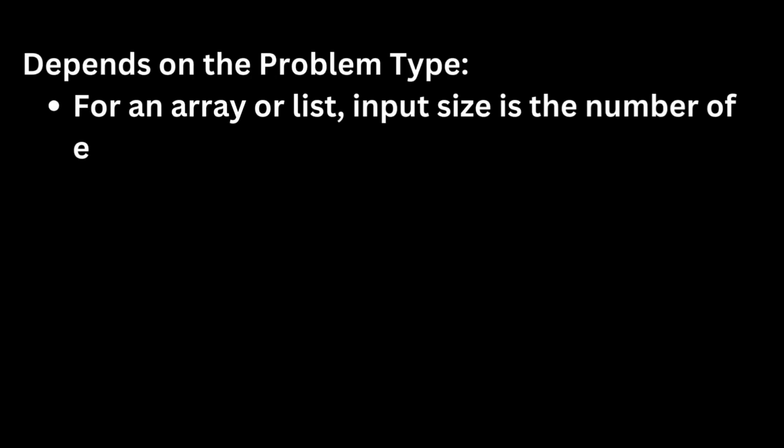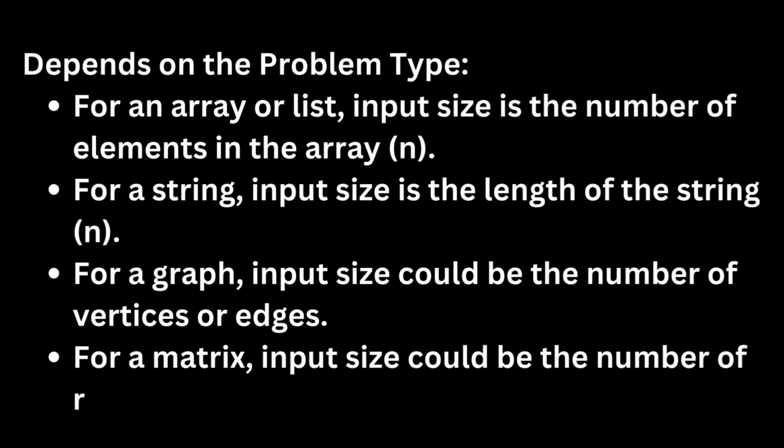Now what is input size? In terms of an array, it is the number of elements in the array, the number of characters in a string, or the number of vertices or edges in a graph. These are the input sizes. There are multiple data types, so there will be multiple input sizes. According to the data type, your input size is going to be different. The same thing applies to space complexity as well, but we are going to have a separate video on exactly what space complexity is.